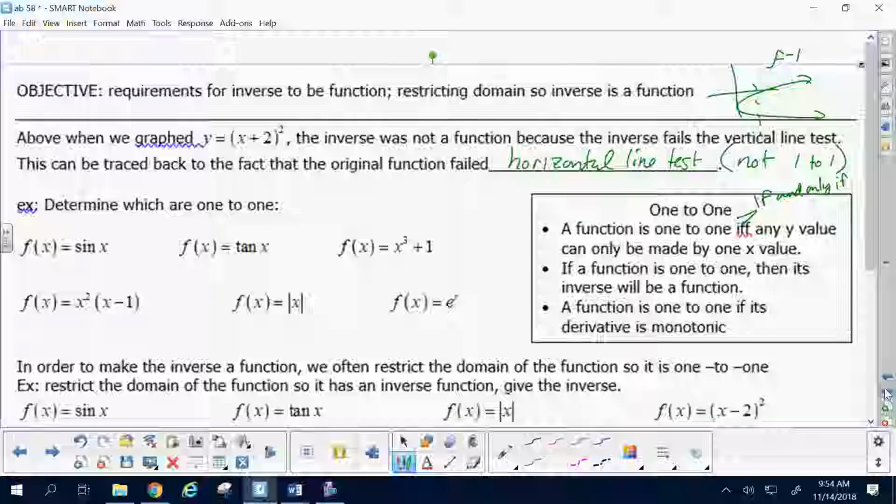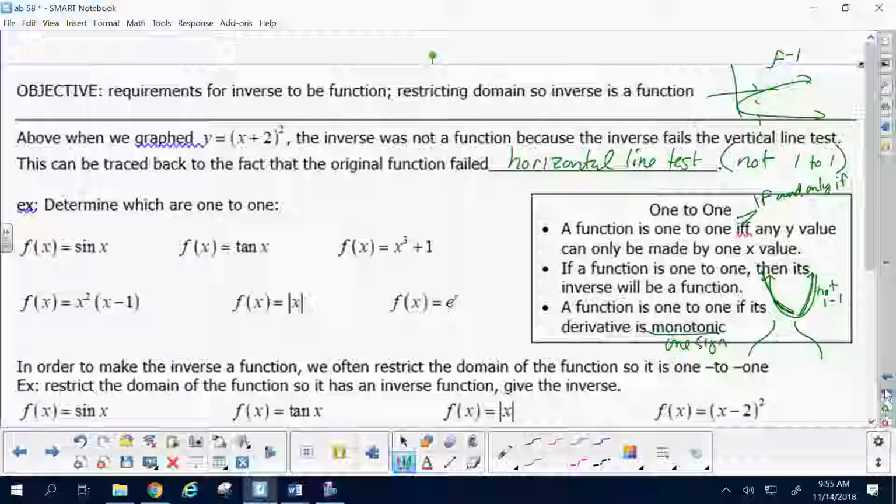A function is one-to-one if its derivative is monotonic. Now, that one actually makes sense here. Wouldn't you agree that a function like this is not one-to-one? If you think in terms of calculus, it's not one-to-one because the function was decreasing and increasing at two different places. It doesn't go back and repeat itself. But if the derivative is monotonic or only has one sign, whether it be increasing or decreasing, then the function will always have to be one-to-one.